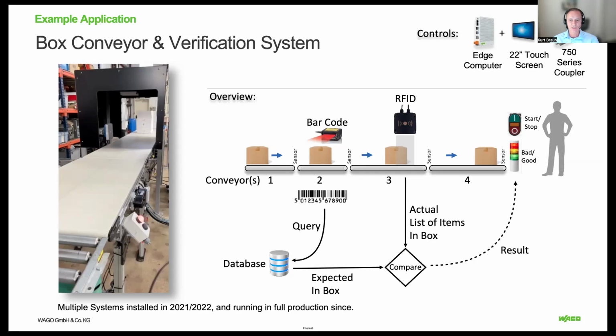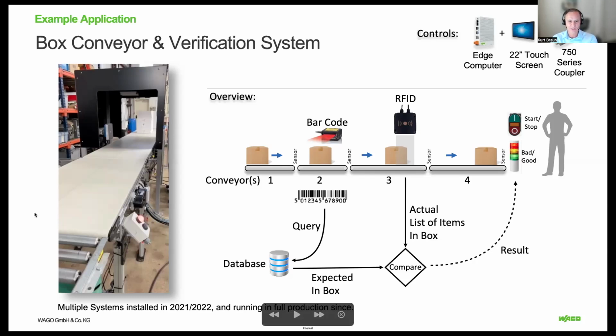So we used a Wago Edge computer with a touch screen, a very large industrial grade touch monitor. And we're using the 750 series I/O with a Modbus coupler to do things like turning the conveyors on and off. There's sensors at the end of every conveyor to sense the box so that it knows to stop the box. And then there's some third-party devices, the barcode scanners, the RFIDs. Those are not Wago components, but we integrate those into the I/O system.